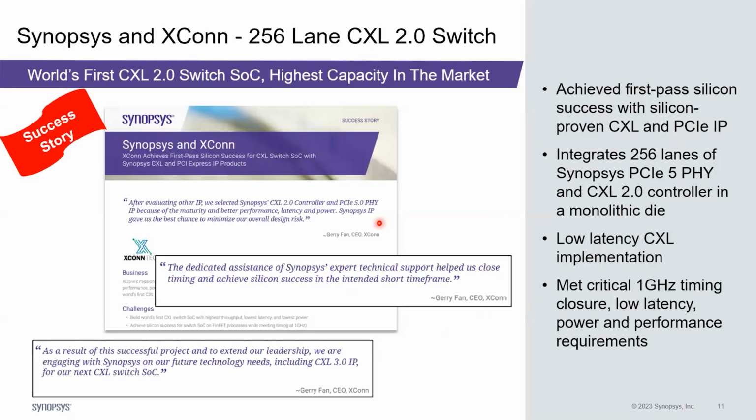This is just revisiting the announcement from XCon, the Synopsys and XCon collaboration, where they developed this 256 lane switch using our IP. This is a great achievement, first pass success in a really complex design, if you think about it. And also, we're moving forward together for CXL3 as well. So we're looking forward to having, hopefully, one of the first CXL3 switch chips out there too. And those are key things.